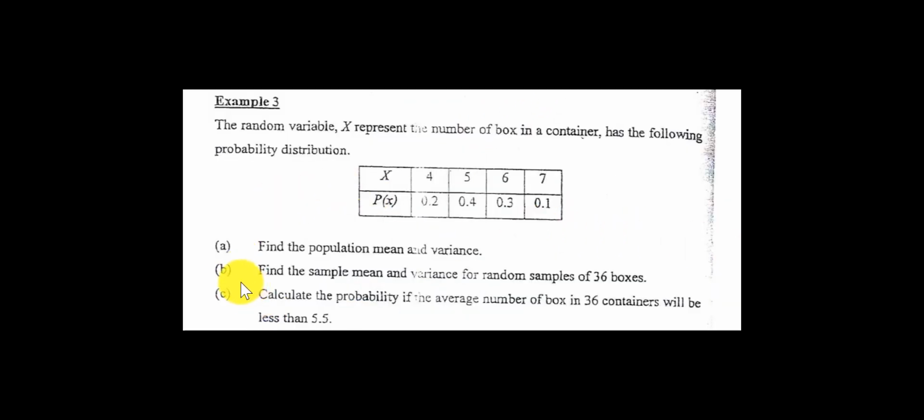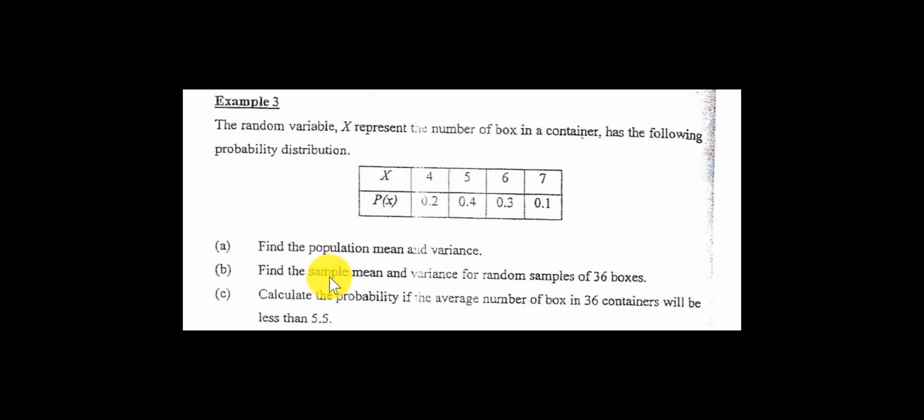We proceed to question B. Find the sample mean and variance for a random sample of 36 boxes. From question A, we already calculated the population mean and also the variance. But for question B, we must find the sample mean and also the variance. Now, how to get the sample mean and also the variance?